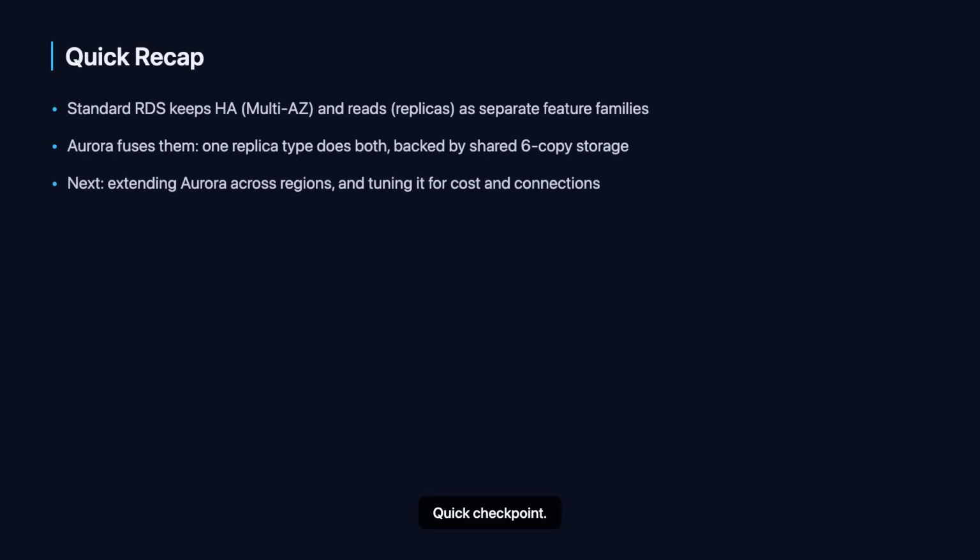Quick checkpoint. In standard RDS, availability and reads are separate tools, Multi-AZ for one, read replicas for the other. Aurora fuses them into a single replica type, sitting on top of that shared 6-copy storage. Next, let's extend Aurora across regions, and then tune it for cost and for connections.